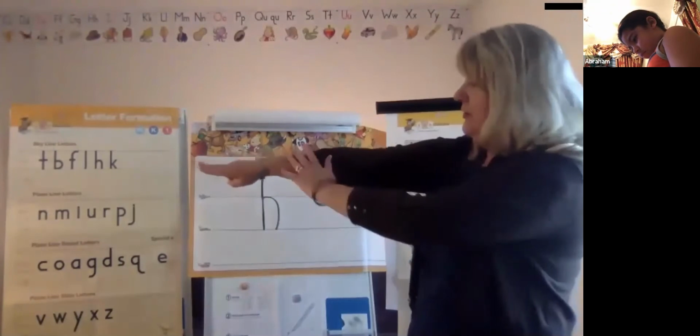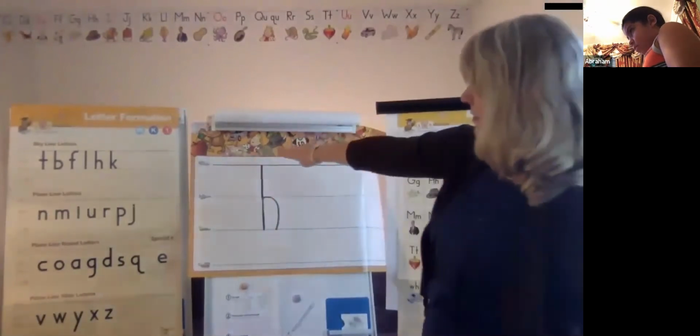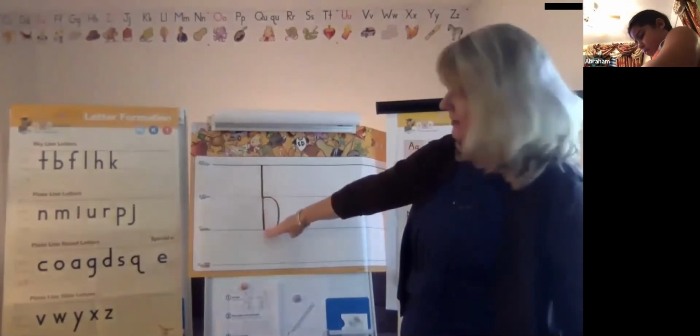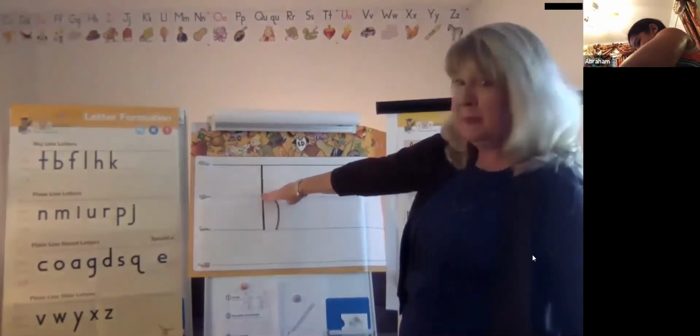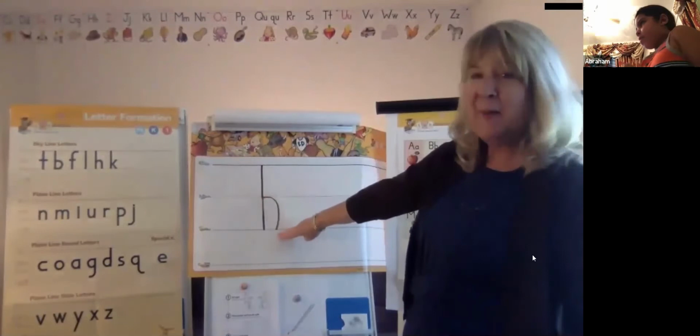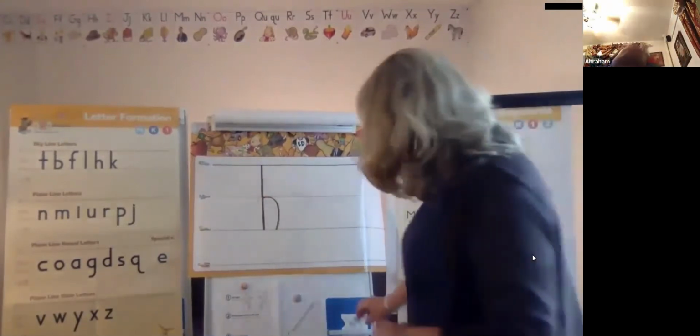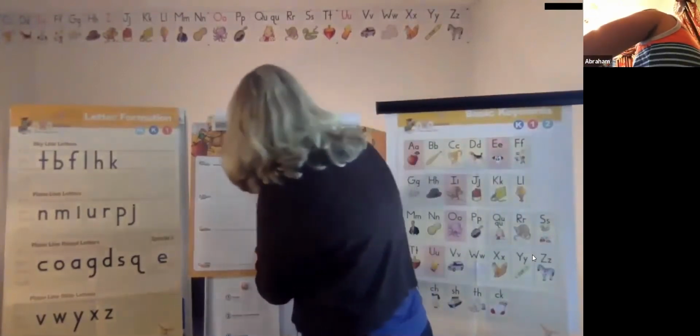It starts on the skyline. Here we go. Pointers up. Point to the skyline. Go down to the grass line. Trace up to the plane line and make a hump. H, hat. Great job. Let's get ready for our last letter.